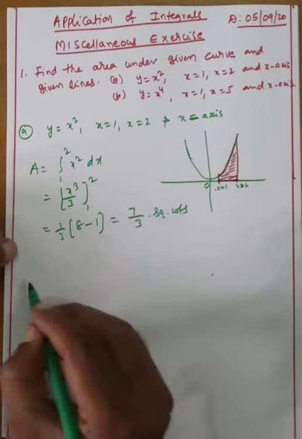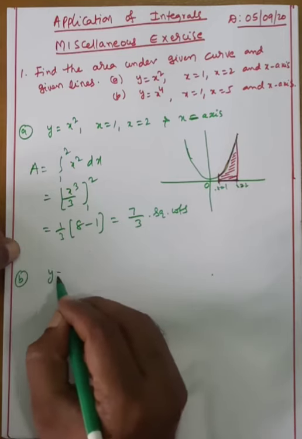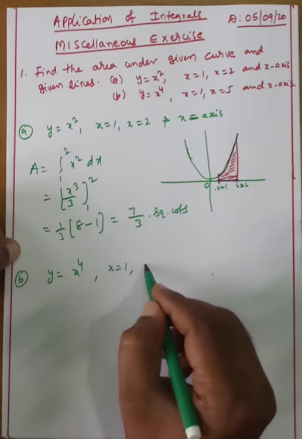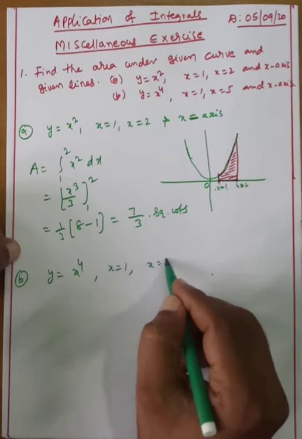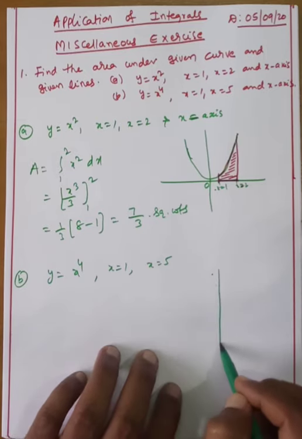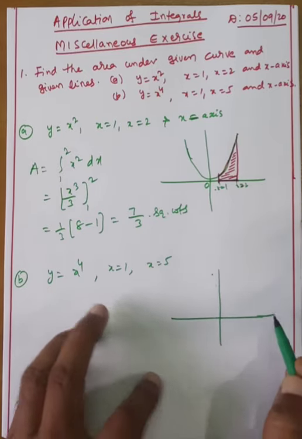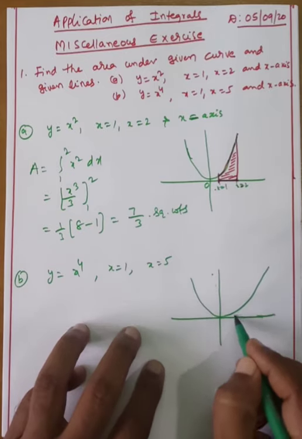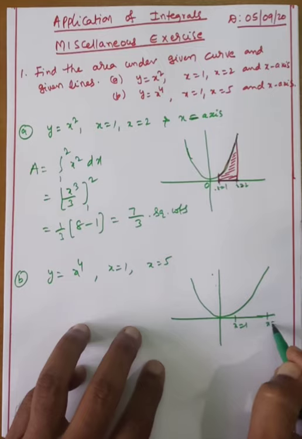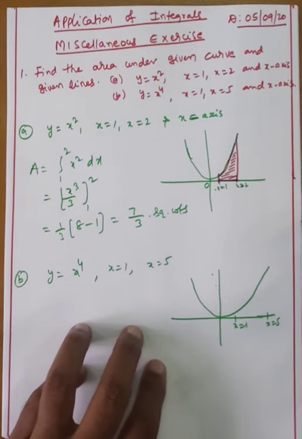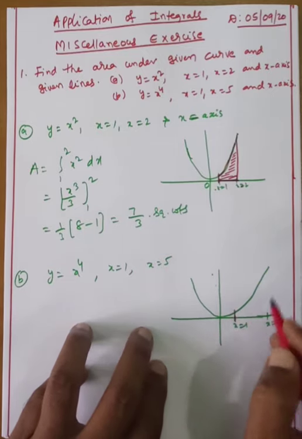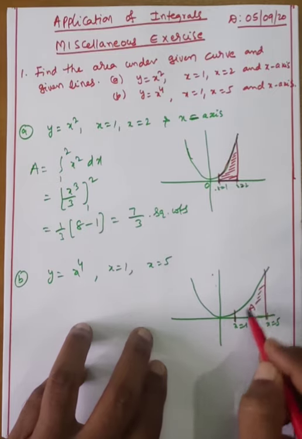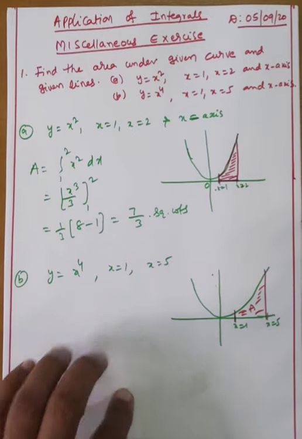Next, similarly B. Same, y is equal to x power 4, even 100%. Same diagram. Now x is equal to 1, comma x is equal to 5. Same, draw the diagram here. Y equal to x power 4 means even 100%. Here suppose x is equal to 1, here suppose x is equal to 5, whatever it may be. Okay. Now x is equal to 1 means a vertical line, here a vertical line. Now we can find this area. Same way, the area is from 1 to 5.